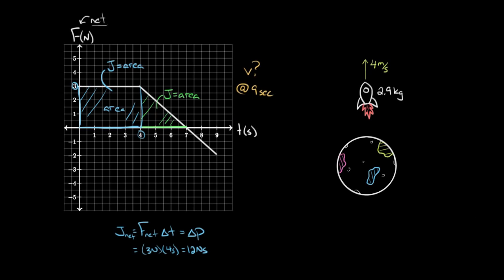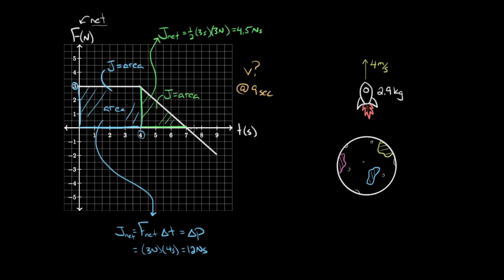So let's do this. We found the impulse for this first section. That was 12 newton seconds. Now we can find the impulse for this next section by just determining the area. So this is a triangle. We'll do 1/2 base. The base is 1, 2, 3 seconds. And the height is still 3 newtons. So we get a net impulse of 4.5 newton seconds.